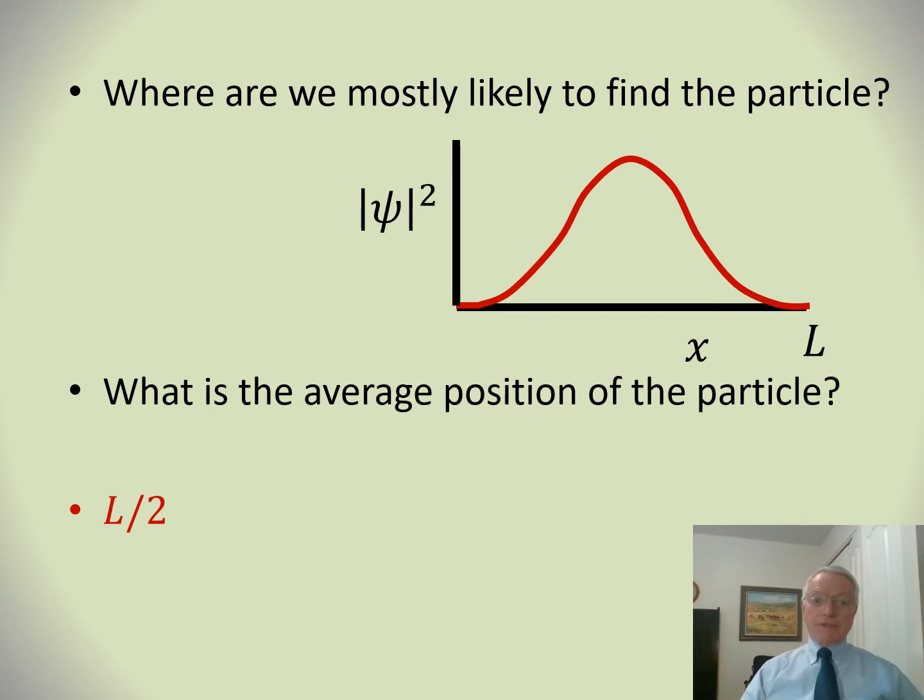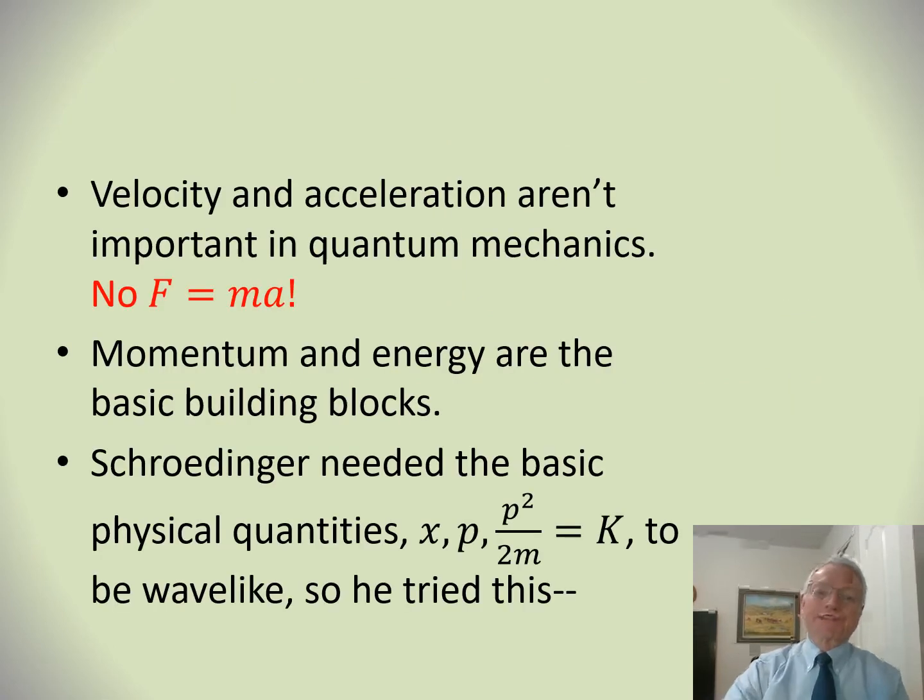So if you ask the question, where are we most likely to find the particle? The answer is, well, we find it up there near the top of the hill at about halfway across the box. If you wanted to know the average position of the particle, then you could use this as a probability density, integrate it from 0 to L times x, and then divide by the integral of the function from 0 to L to normalize it, and you'd get L over 2, just like you'd expect. The particle, on average, is halfway between 0 and L.